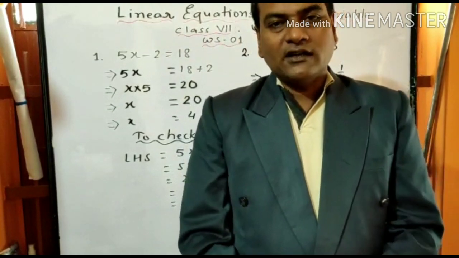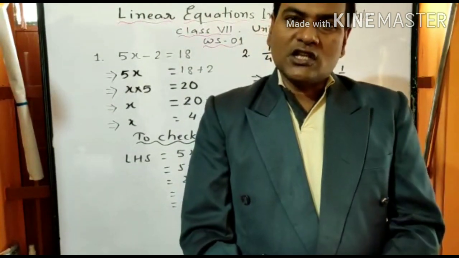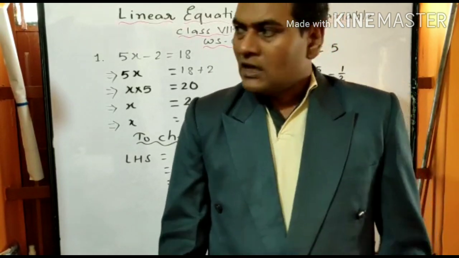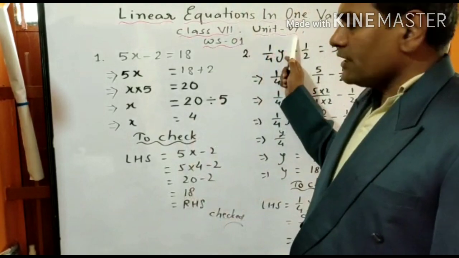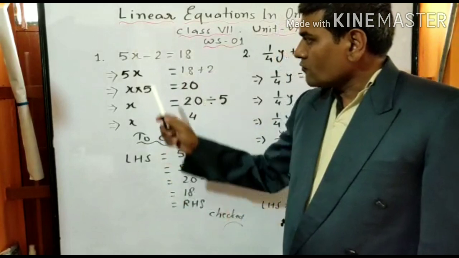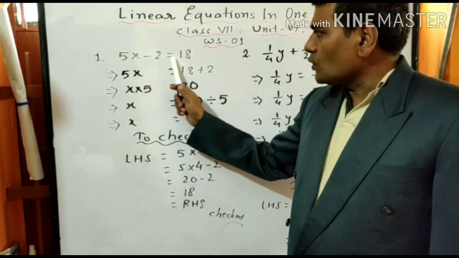Today I am going to start linear equation in one variable of class 7, and this is from unit 7 worksheet 1. Let's see first question. It is 5x minus 2 equal 18.